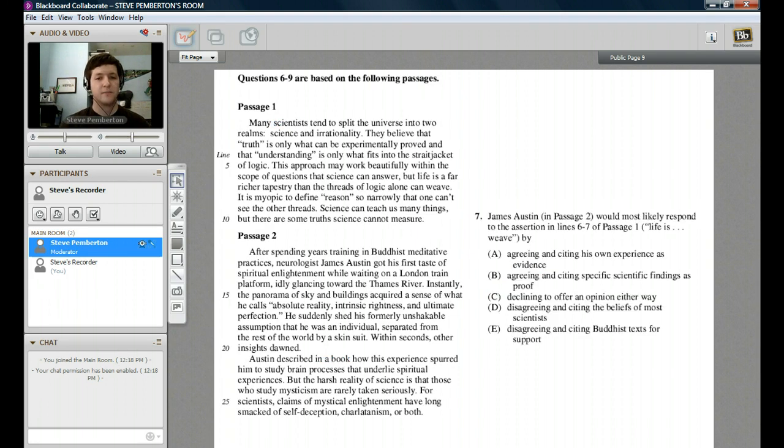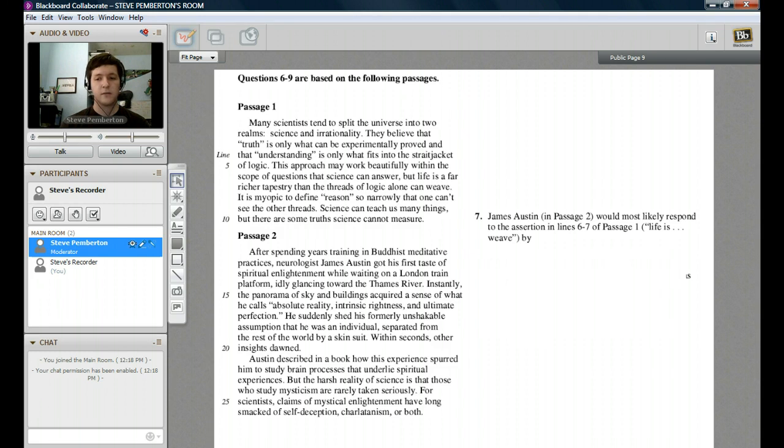Let's go to number 7. Again, we ignore the answer choices, and we try to answer in our own words first. James Austin in passage 2 would most likely respond to the assertion in lines 6 to 7 in passage 1 by, let's go remind ourselves what the assertion was. This approach may work beautifully within the scope of science, the questions that science can answer, but life is a far richer tapestry than the threads of logic alone can weave.